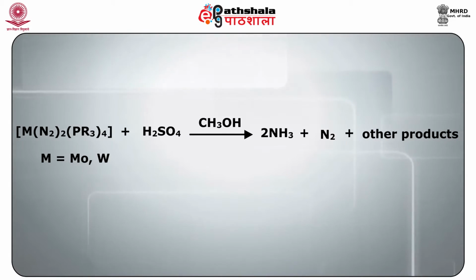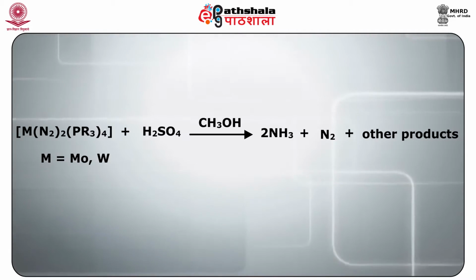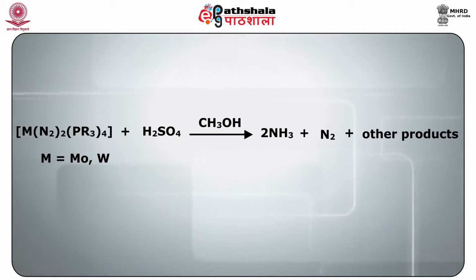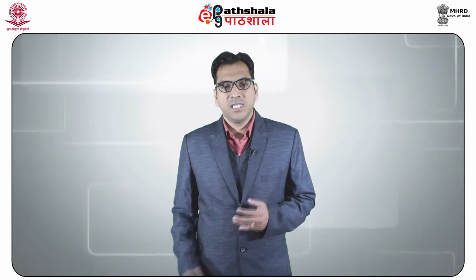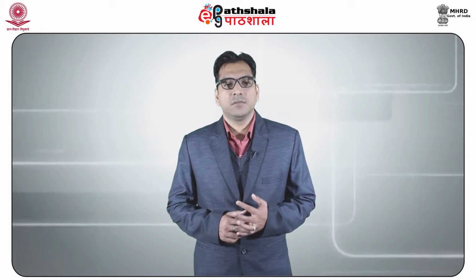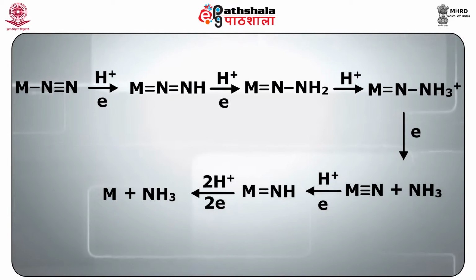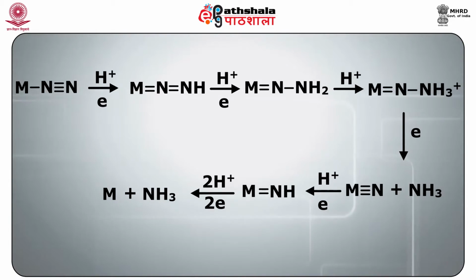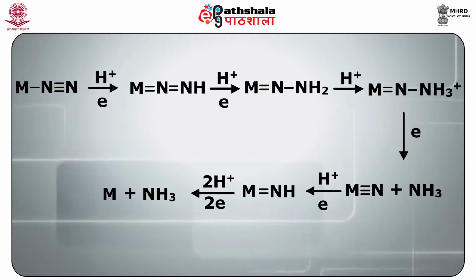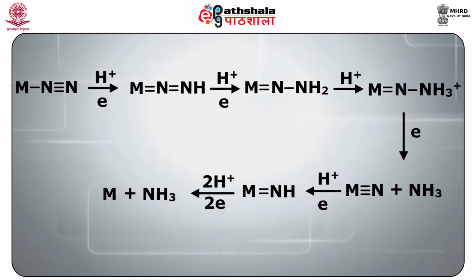We can see that this complex undergoes this reaction in the presence of sulfuric acid to form ammonia and dinitrogen and several other products. So these types of complexes disintegrate into various products. Hence the dinitrogen is bound to the metal ion and the dinitrogen reduction takes place by a mechanism. The dinitrogen first binds with the metal ion and in the presence of an acid it is reduced to ammonia, followed by simultaneous reduction of the second ammonia molecule.